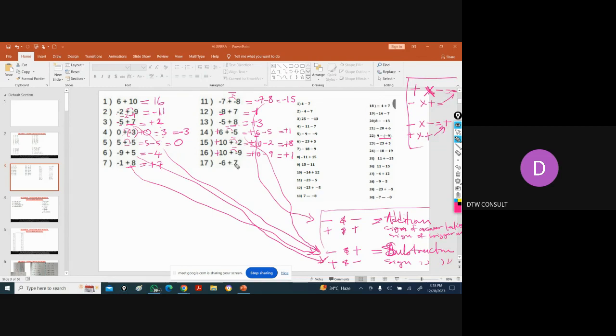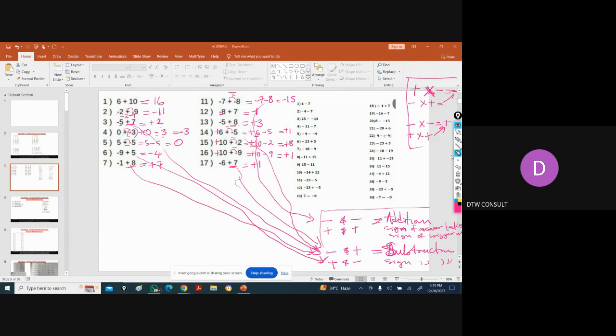Now here, what do we have? Negative 6 plus 7. What do we do? We follow this rule. We subtract. And we have a 1. What would the sign of 1 be? It would be the sign of the bigger number, which is positive. Do we see that? Yes.